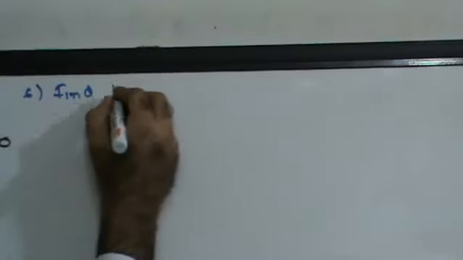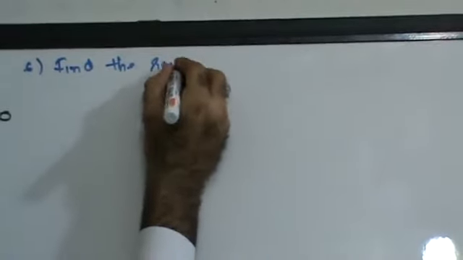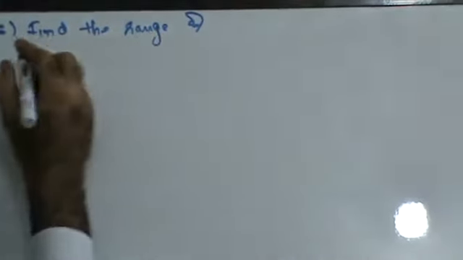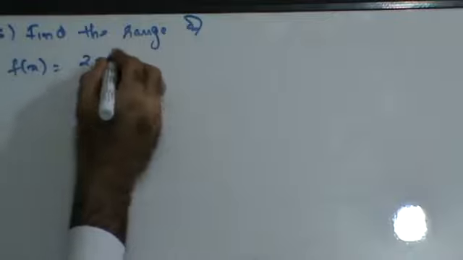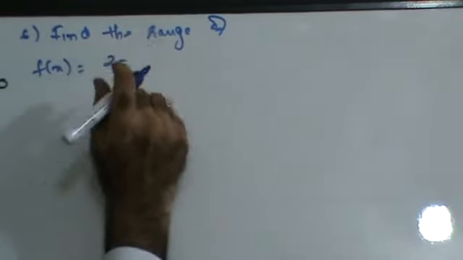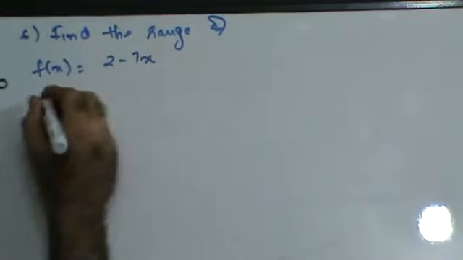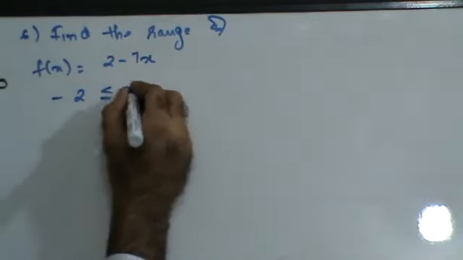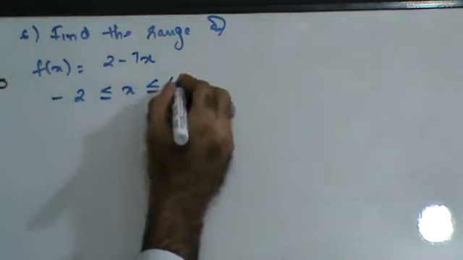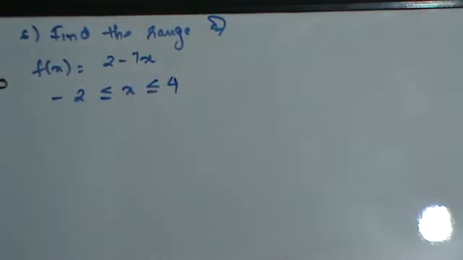Find the range of f of x is equal to 2 minus 7x, and minus 2 is less than x is less than 4. You have to find the range of this. Guys, how do I do this?